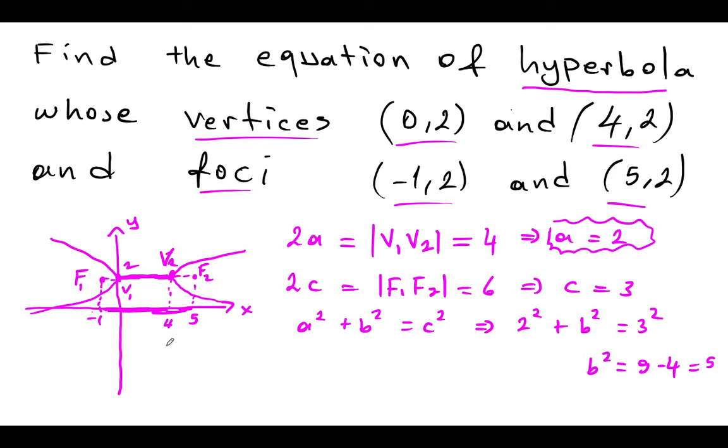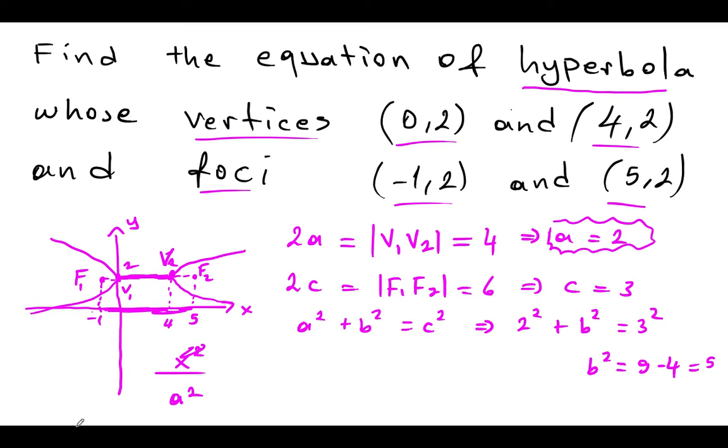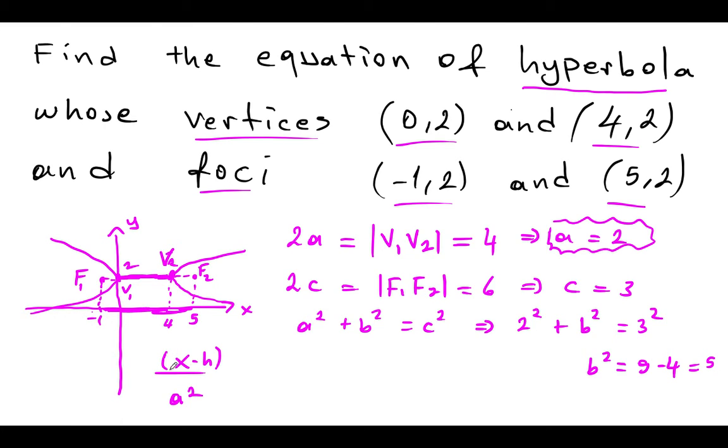Since the hyperbola is opening right, that means the term with x squared will be positive, x squared over a squared. Actually, not x squared directly, let me change. I should write it here, pardon. I should say (x minus h) squared divided by a squared minus (y minus k) squared divided by b squared is equal to 1.